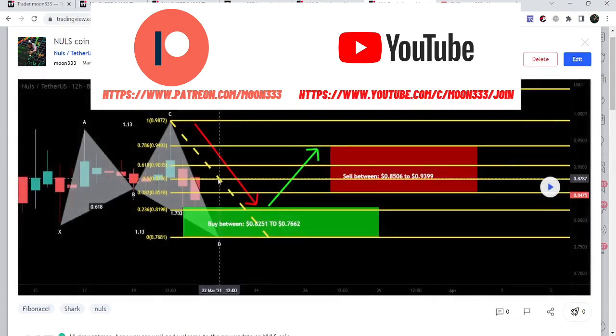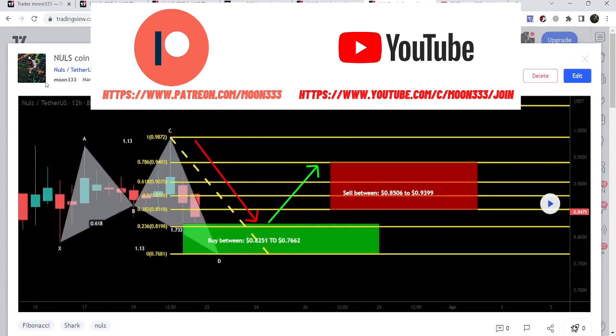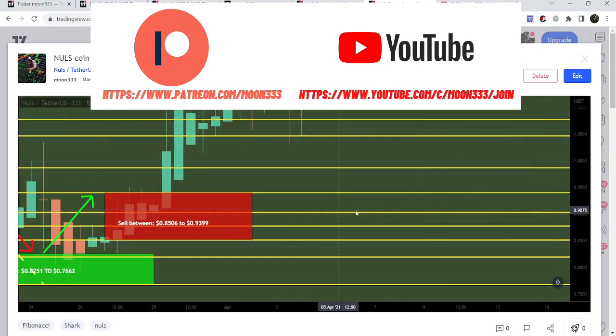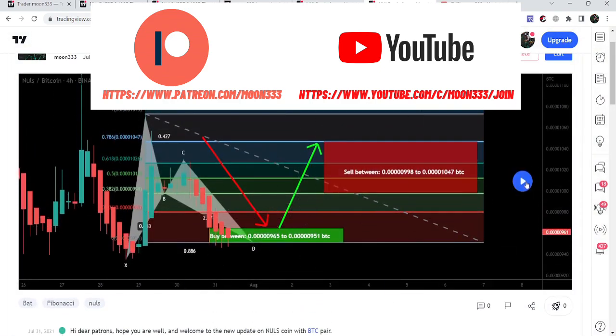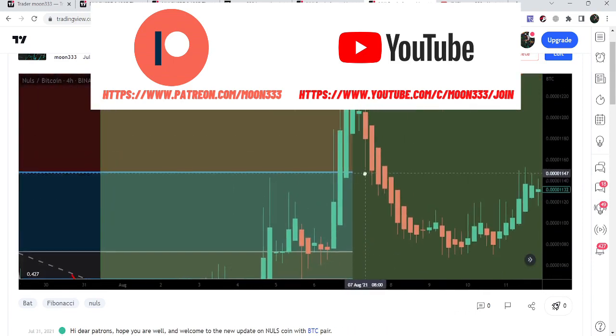Like, for example, this was a sharp move. Before that, we had another Cypher move. Let's begin with this chart move that I shared in the month of March 2021. And if I play this chart, then we can see that the price line started a very powerful pump from this buying zone. And after this chart, I shared this bat move in the month of July 2021. And after playing this chart, we can see we had another very powerful pump from this potential reversal zone.